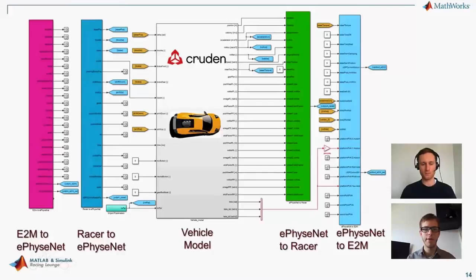Okay. And you essentially have the vehicle model in the middle, and you have 2 blocks on the left side, 2 on the right side. The left ones are inputs, and the right ones are outputs. Okay. And the one closest to the vehicle model, the racer ones, are used for the graphics rendering. And the 2 outer ones are used for the motion of the platform. Okay. E2M is the motion platform.